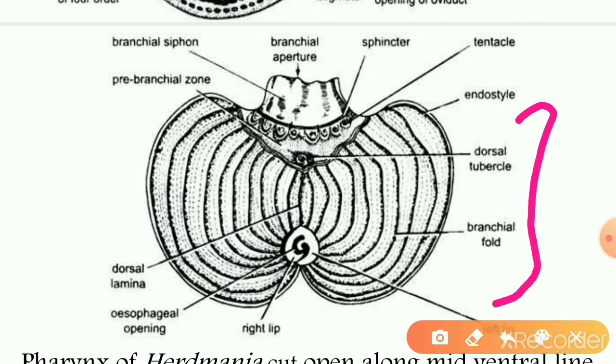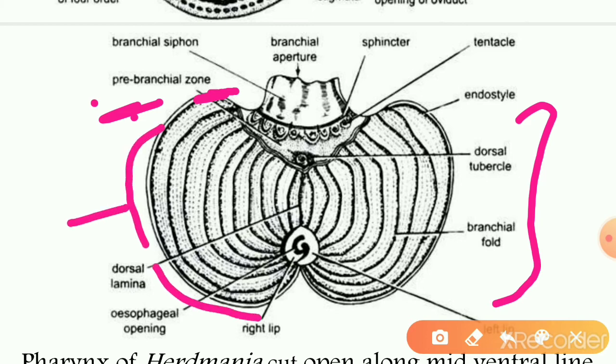It is the largest part of the alimentary canal. This pharynx region is mainly divided into two parts: the prebranchial zone and the branchial sac. This part is the prebranchial zone, and the other part, from here to here, all this is the branchial sac.